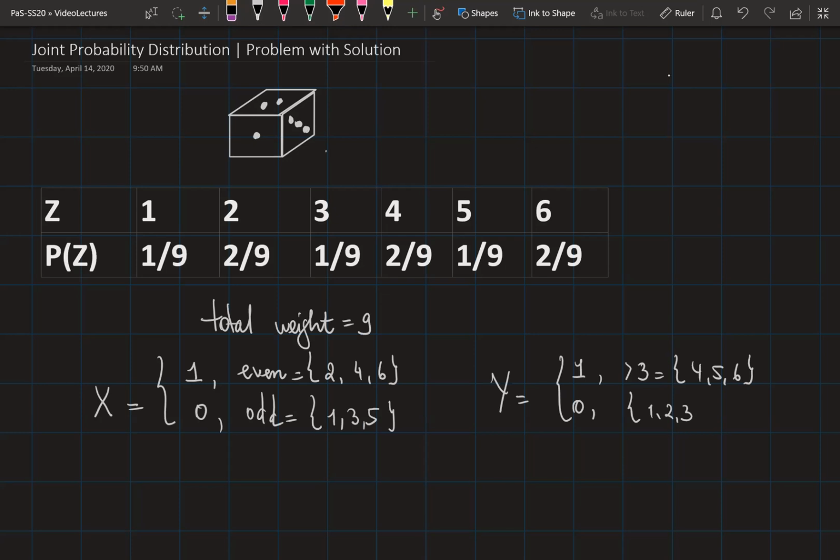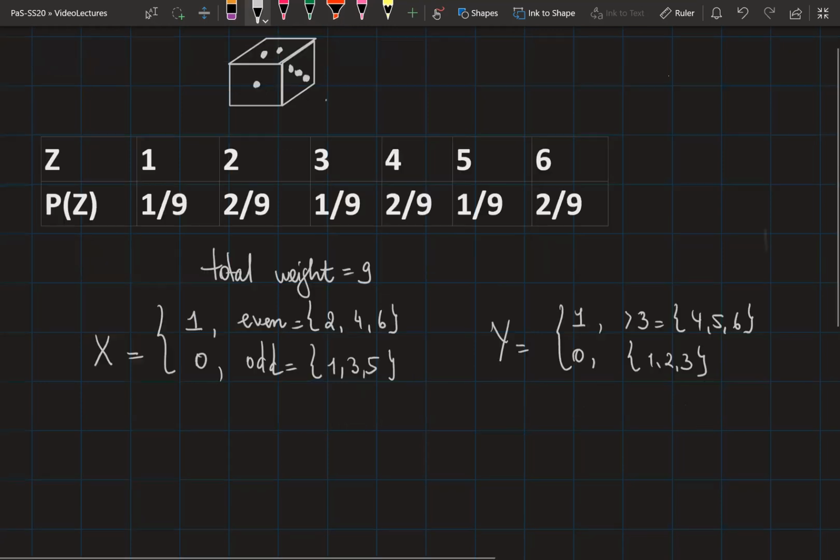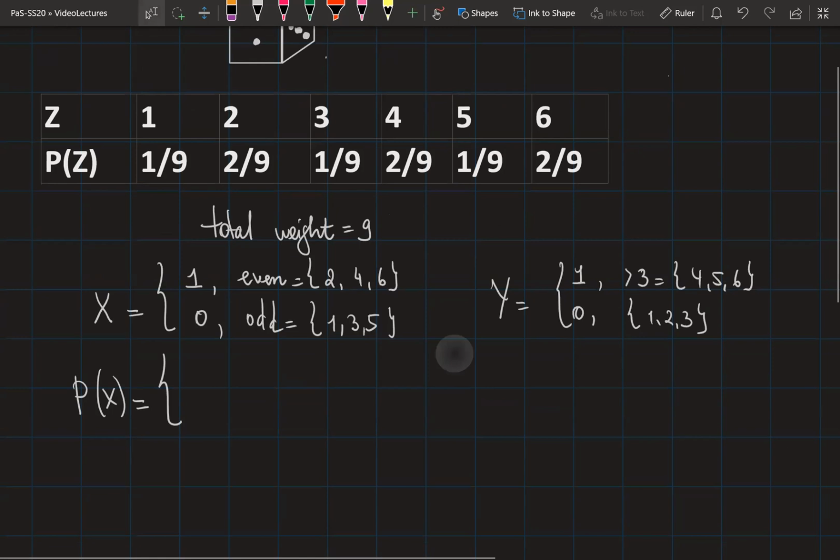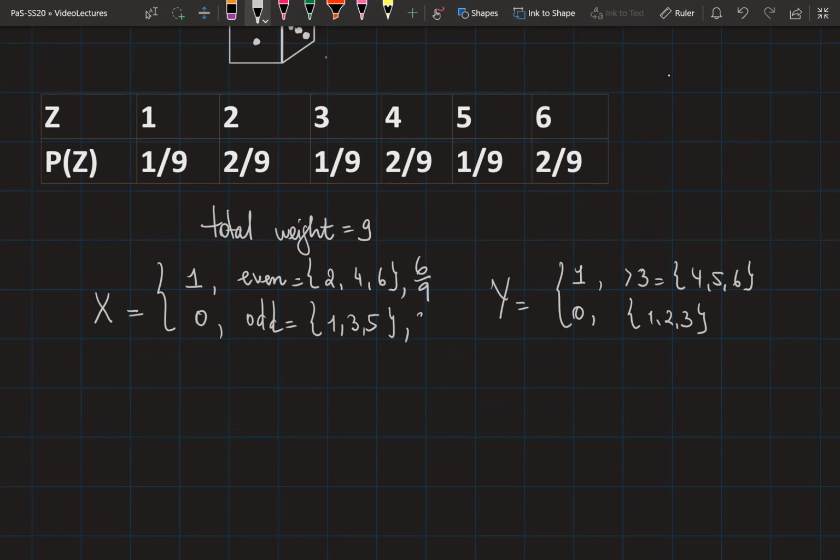So what we need to do is create the joint probability distribution table for x and y. First of all, let's find the probabilities for x and y separately. The probability of x equal to 1 is 2, 4, 6. Basically we need to look at this table. What's the probability of getting 2? It's 2 over 9, right? So we can write down the probabilities here already. The probability of x equal to 1 is going to be 6 over 9, and the probability of getting 0 is going to be 3 over 9.